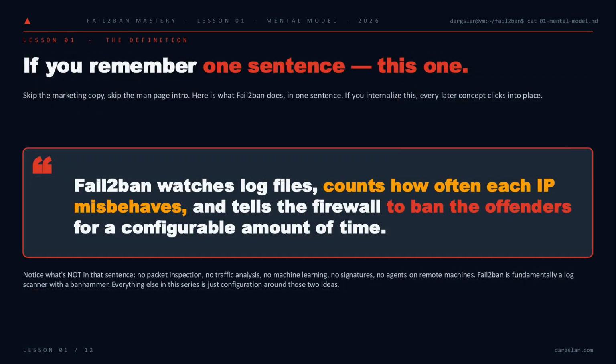So, if you only remember one sentence from this entire course, make it this one. Fail2ban watches log files, counts how often each IP misbehaves, and tells the firewall to ban the offenders for a configurable amount of time. Notice what's missing. No packet inspection, no traffic analysis, no machine learning, no signatures, no agents on your remote boxes. It's a log scanner with a ban hammer. Everything else we'll cover is just configuration wrapped around those 2 ideas.